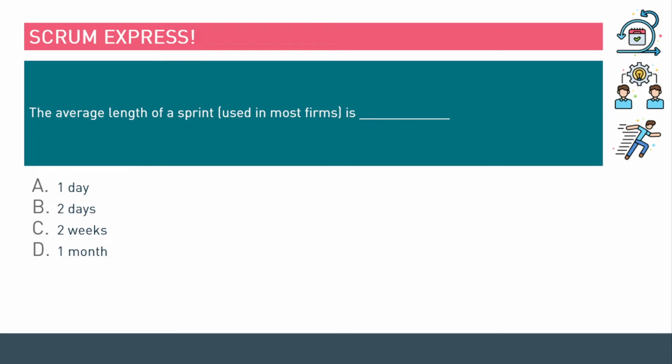The average length of a sprint used in most firms. All right, let's go ahead and take a look at the options. 1 day and 2 days is incorrect, obviously. 1 month is the limit, but it's not the length of a sprint used in most firms. This was not disclosed in the Scrum Guide. The answer is 2 weeks.